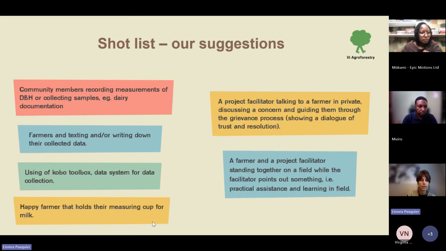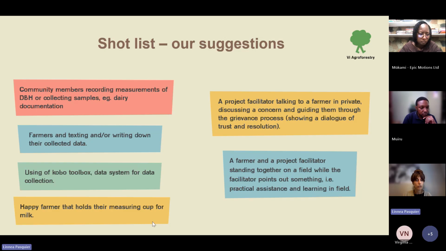And these are some suggestions. You could do community members recording measurements of diameter breast height. This is when you measure around the tree trunk, or collecting samples like dairy. Farmers texting or writing down their collected data. Before we had text messages, we had it written down on a piece of paper. So there are various ways to do it.